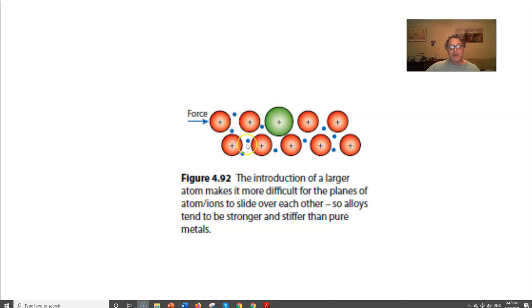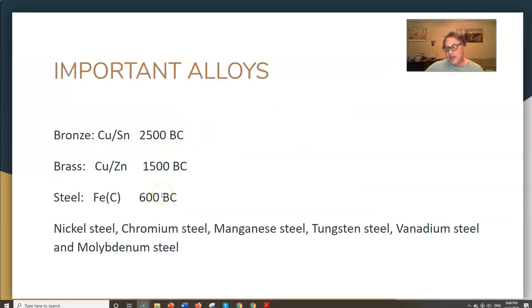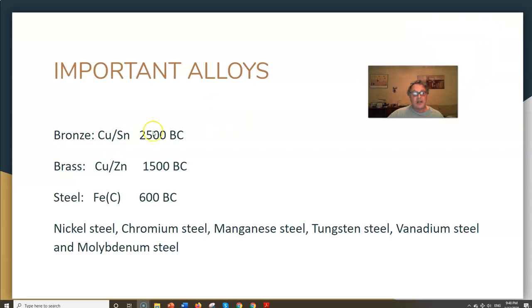And this graphic from your textbook shows that, because now it's more difficult to push these atoms to the right. They don't slide quite as nicely because of the presence of this different atom in the alloy, right? You don't need to know these dates. These are here just for history. The Bronze Age, you studied this in INS, 2500 BC, the Brass Age, the Steel Age, the Iron Age, somewhere in here. But we don't need to know these dates. They're just there for interest, okay?